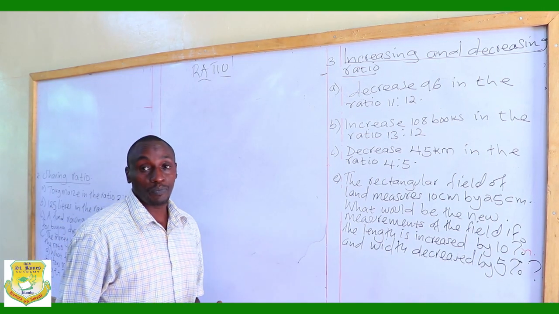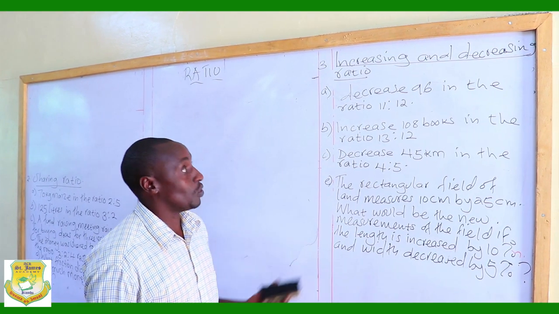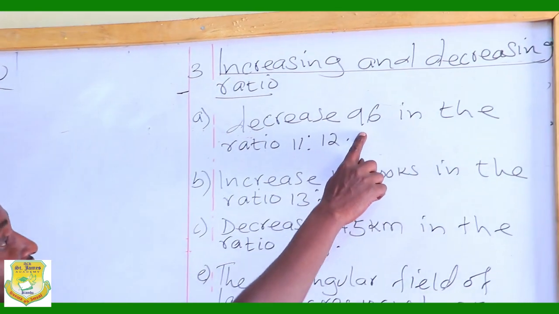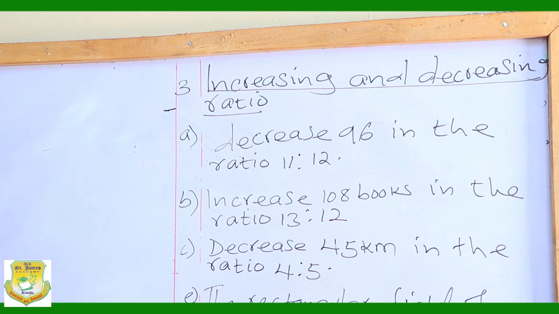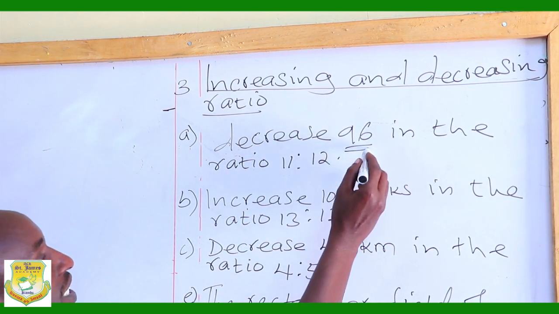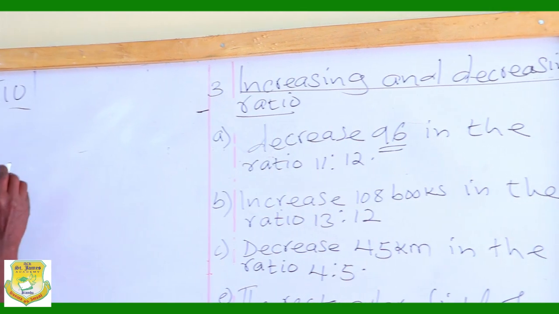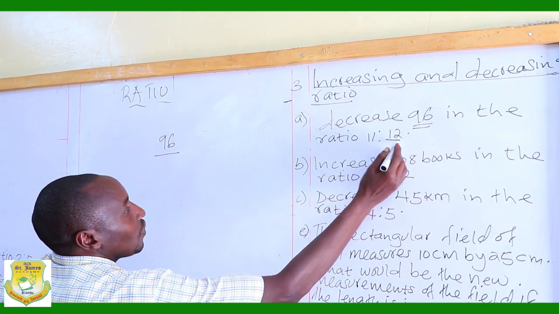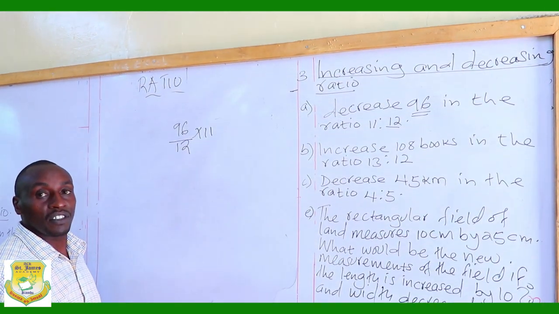Question number 3. We are told increasing and decreasing ratio. The first question, we are told to decrease 96 in ratio 11:12. Meaning, because you are told to decrease, the answer that we are going to get must be less than 96. So we are going to take 96, we divide by 12, then we multiply by 11.